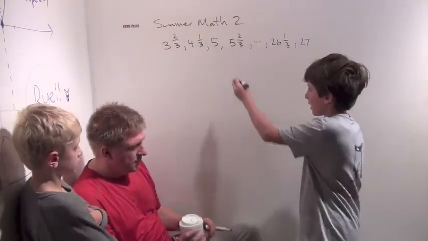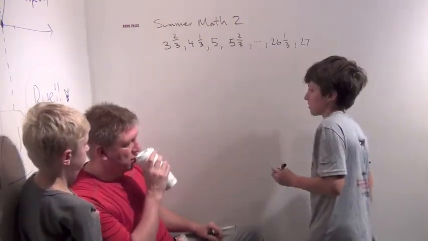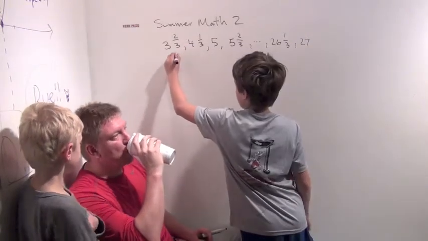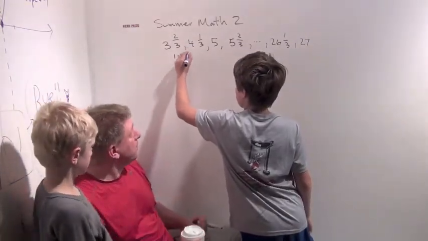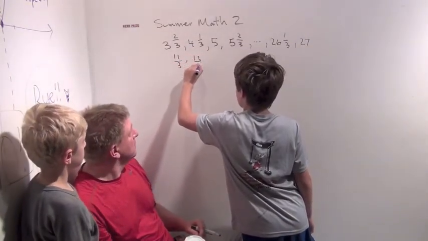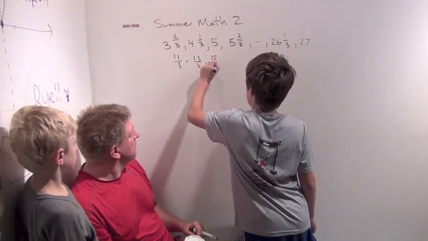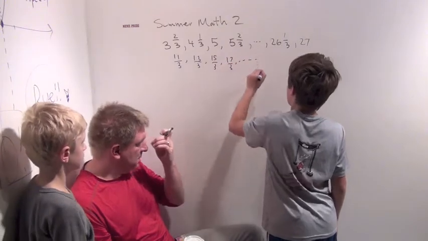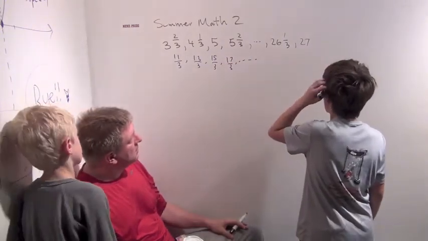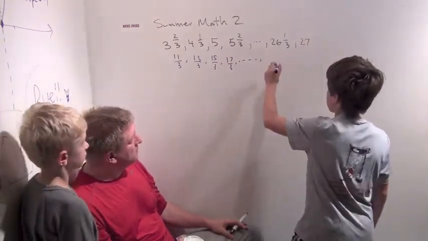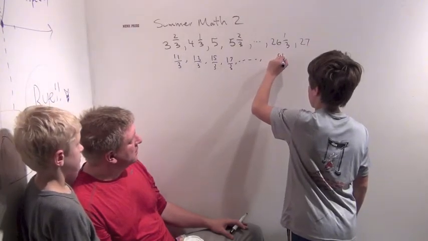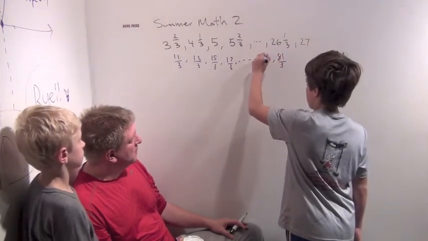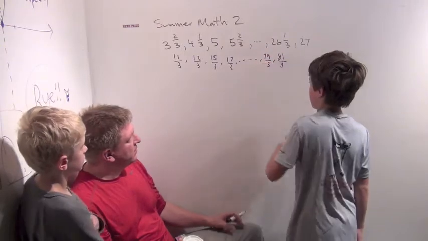Well, I converted to improper fractions. Okay. So you get 11 thirds, 13 thirds, 15 thirds, 17 thirds, all the way up to, well, this last one's 81 thirds. This one's 79 thirds. Okay, so stop there for a second.